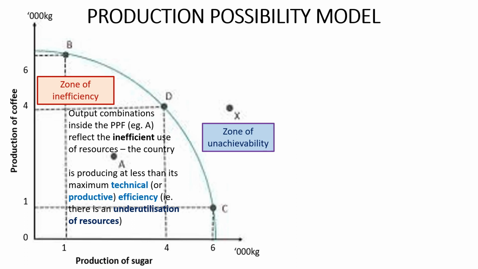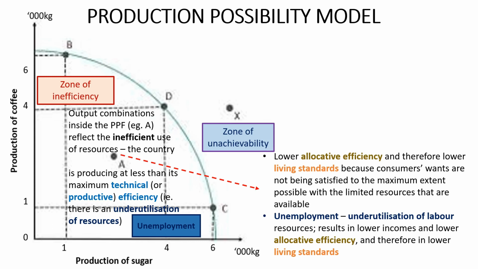Unused labour resources mean that there is unemployment because some workers are not being used in the country's only economic activities, which are the production of sugar and the production of coffee. So there's the link to unemployment. Our final link is to allocative efficiency and living standards.